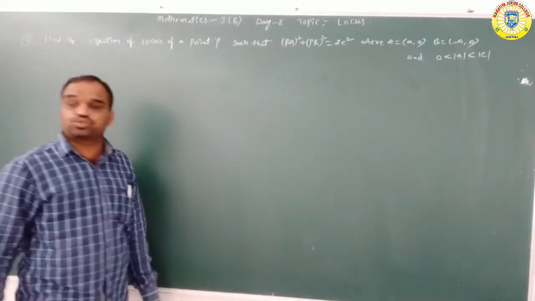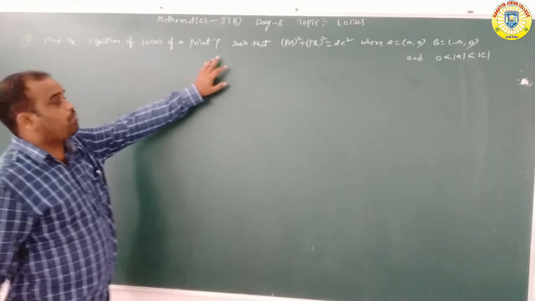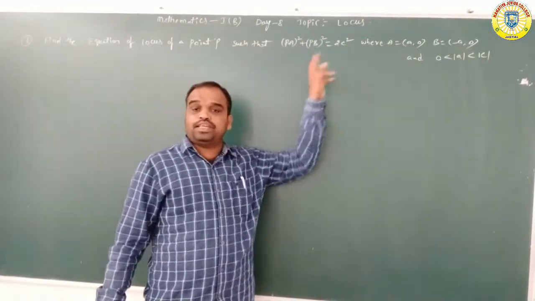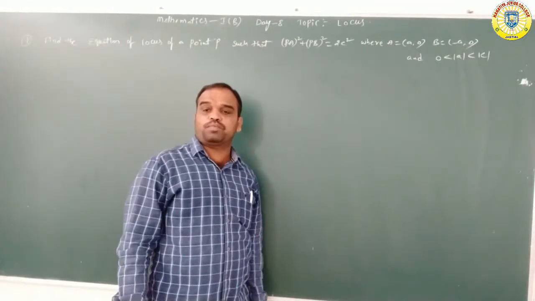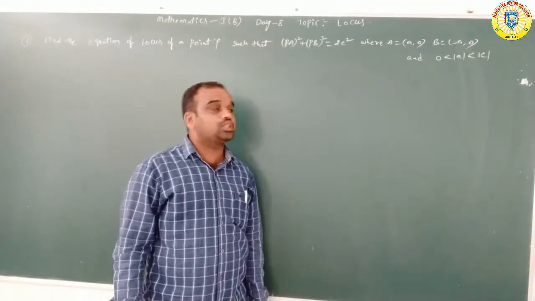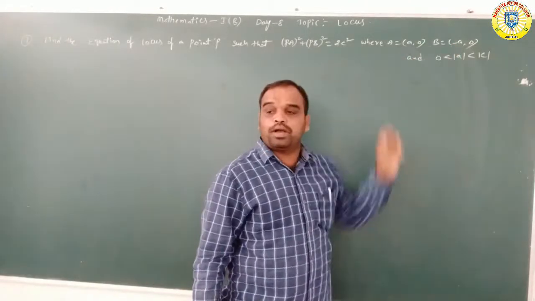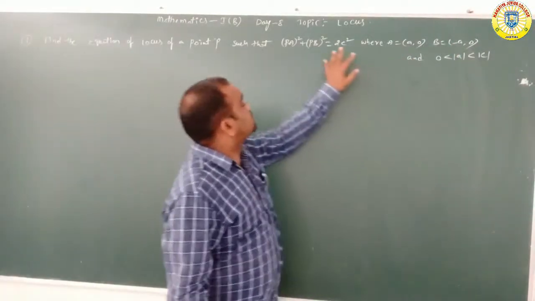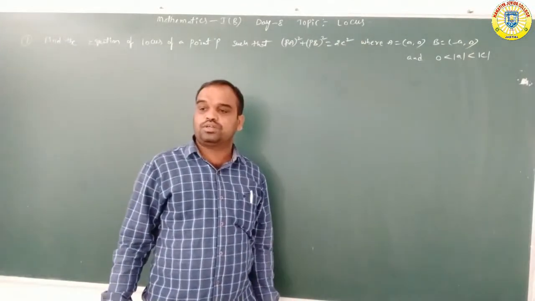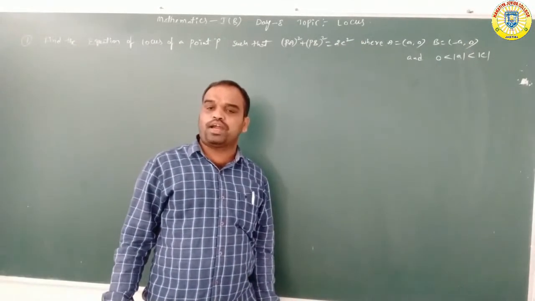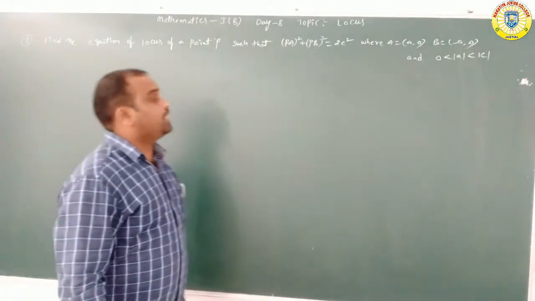Next, see the next question. Find the equation of locus of a point P such that PA square plus PB square is equal to 2C square, where A equals (a, 0), B equals (minus a, 0). C is not a point, C is the constant value.